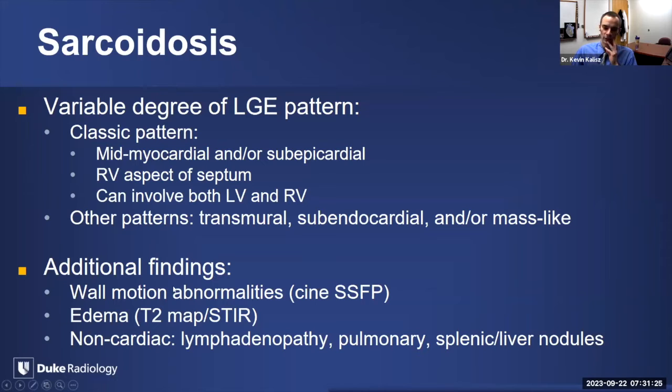Additional findings: again, look for wall motion abnormalities on your SSFP images, which may or may not be present. Sarcoidosis can be chronic or can have an acute inflammatory component, so certainly look at your T2 maps or STIR, however you assess it. And this is one that can have non-cardiac manifestations, which we can still see in our exam, such as mediastinal adenopathy. MR is certainly not the way you would go about looking for pulmonary fibrosis or pulmonary changes, but it can be seen. And then we typically catch the spleen and the liver on our exams, so certainly look for that involvement.